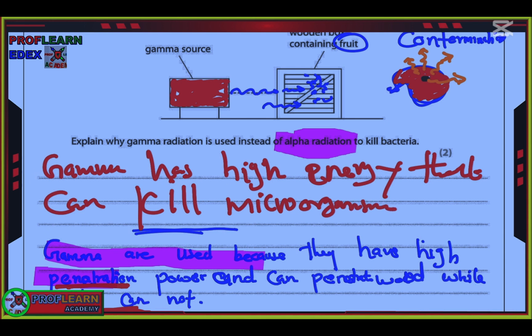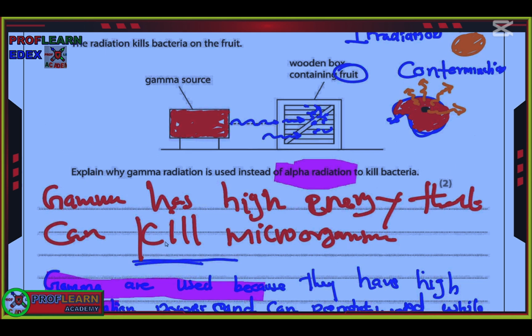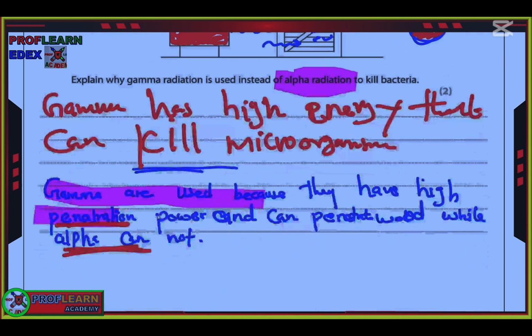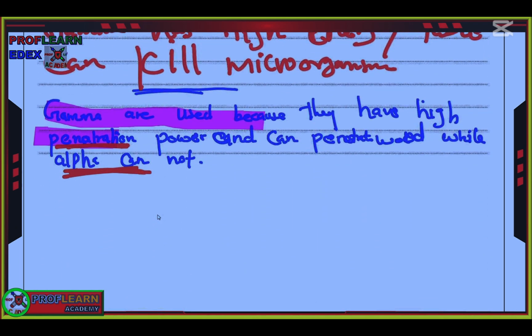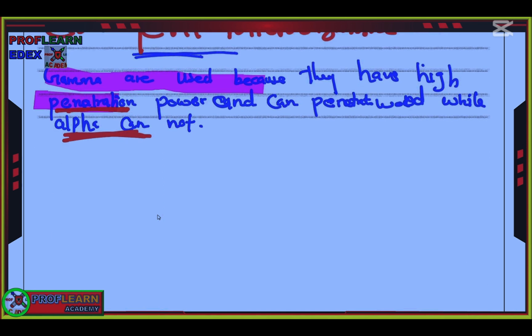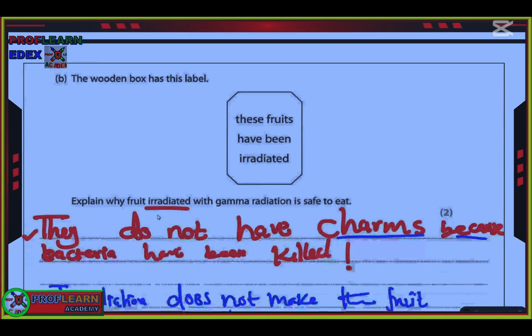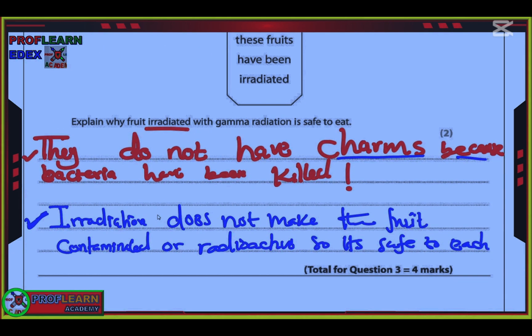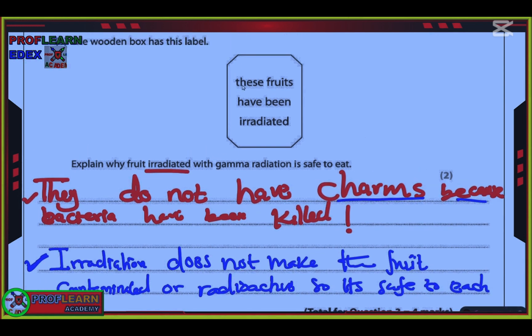So they have a high amount of energy, which can kill microorganisms. At the same time, they can penetrate through wood, while alpha cannot penetrate in that case. Explain why fruit is irradiated, because this is the mark that usually indicates these fruits have been irradiated, so that you can make a decision to buy or not.